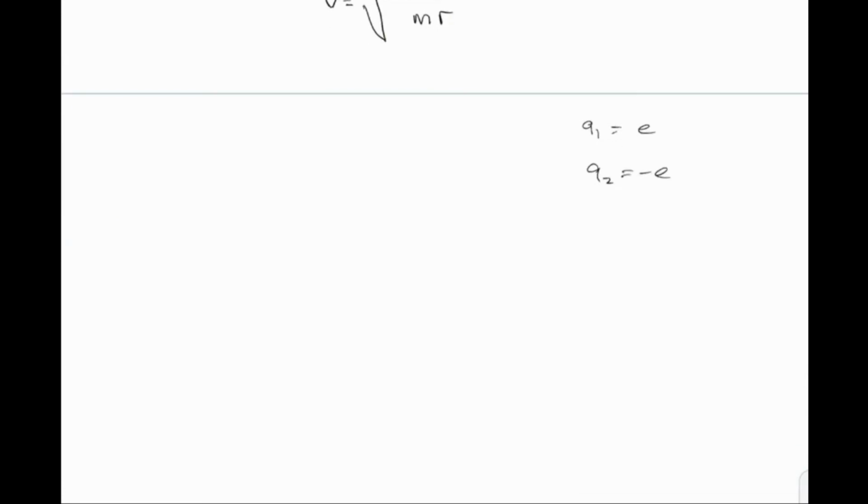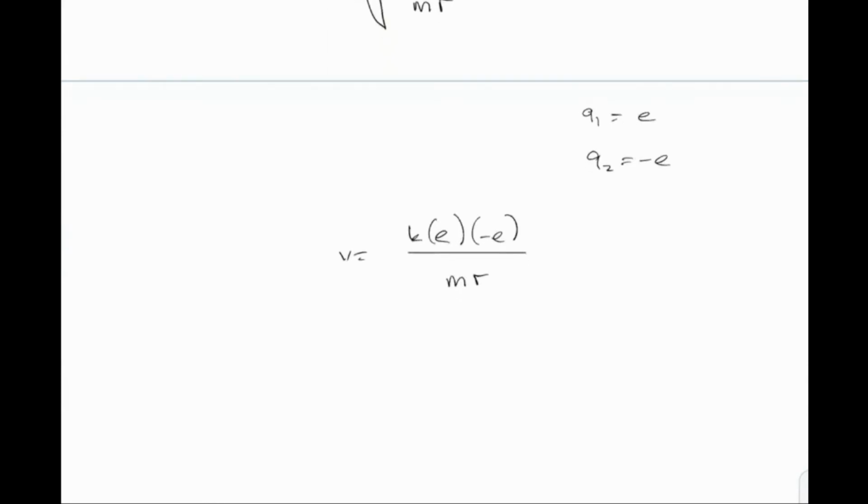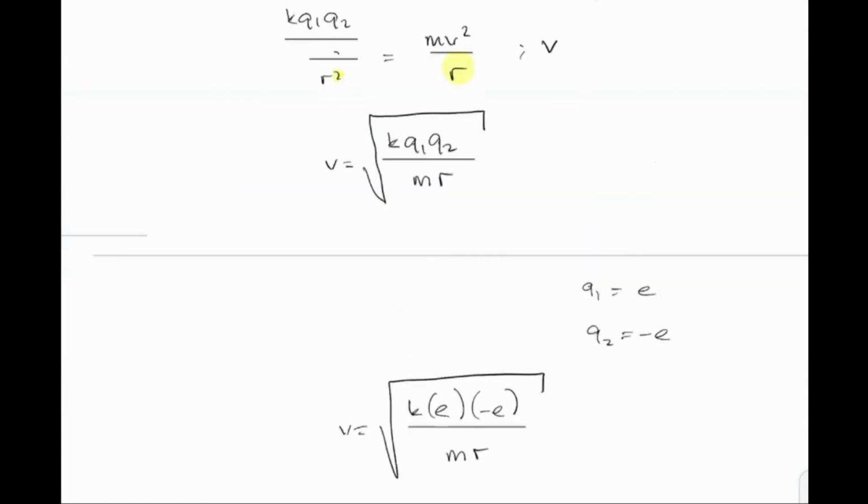All right, so Q1 is a net charge. This one is the positive one. Q2 is a unit charge. This is a negative unit charge. And then you got the electrostatic force constant, and you have E, and then you have negative E. You have the mass of the electron. You got the radius of the hydrogen atom, and then take the square root.